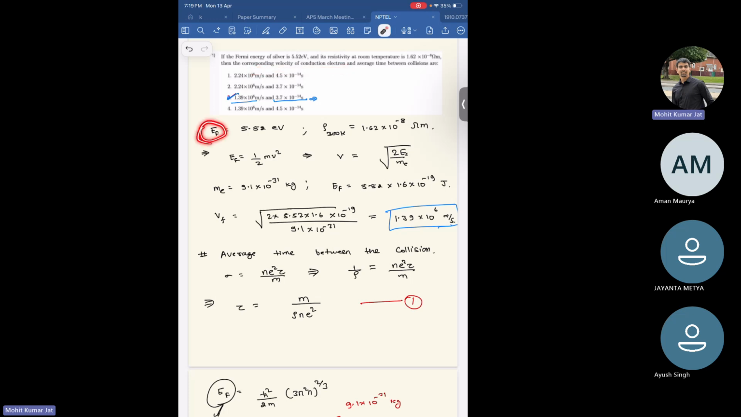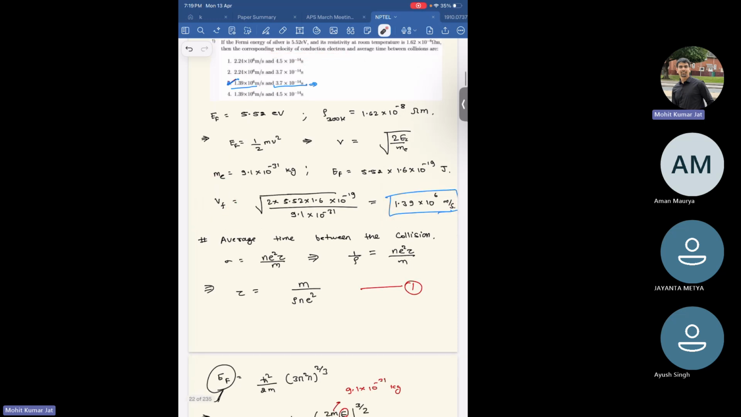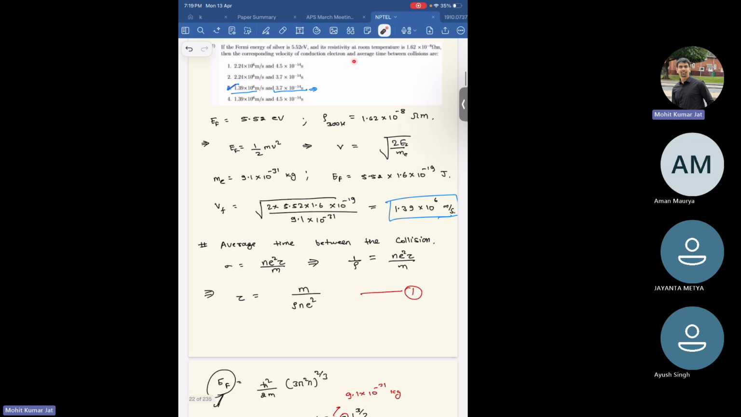So Fermi energy EF is given. If we put it equal to half mv square, we can extract v, the velocity of the conduction electron, to be 1.39 into 10 power 6 meter per second. Additionally, if the question asks what is the average time between collisions, then sigma is equal to n e square tau by m. So we take the inverse: 1 by rho is equal to n e square tau by m, and we can back calculate tau as m by rho n e square. Resistivity is given.